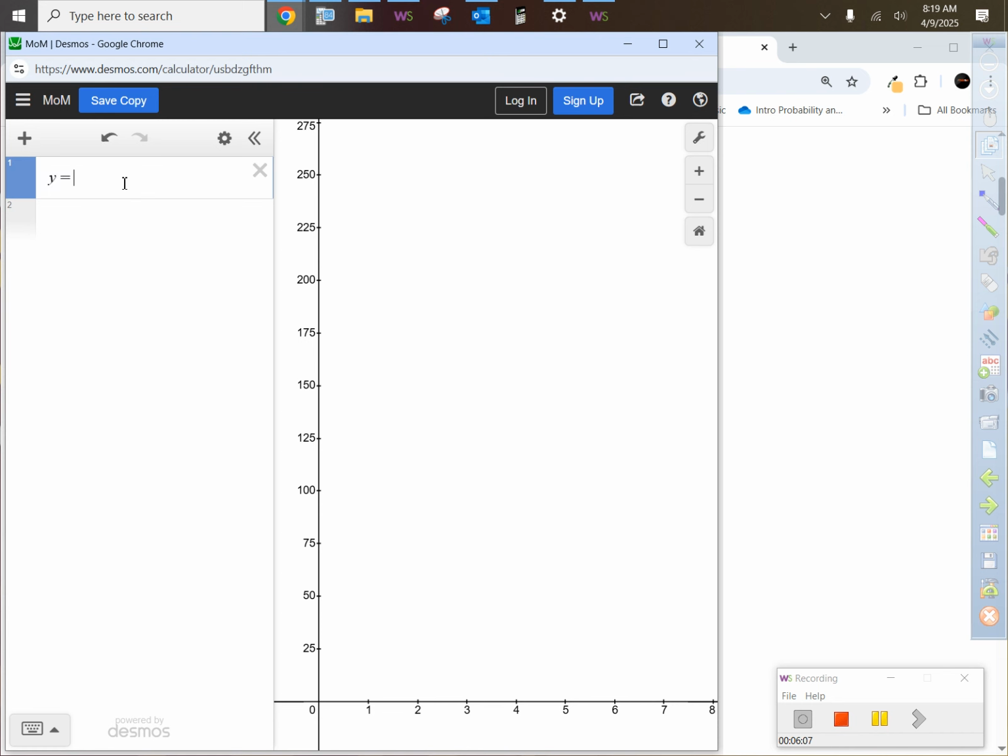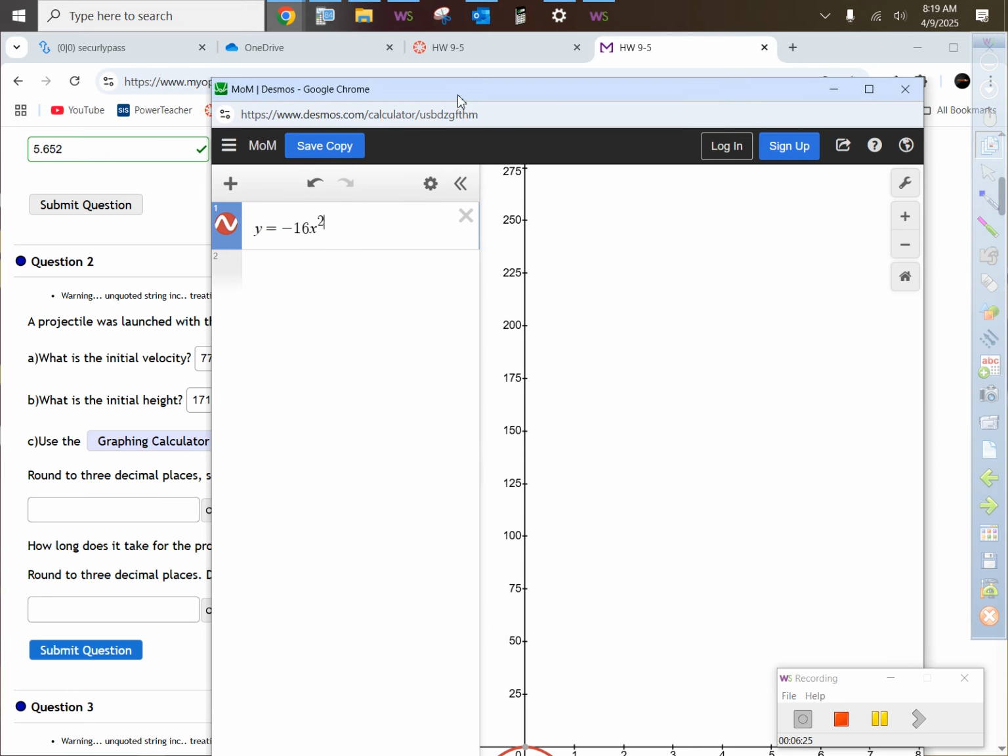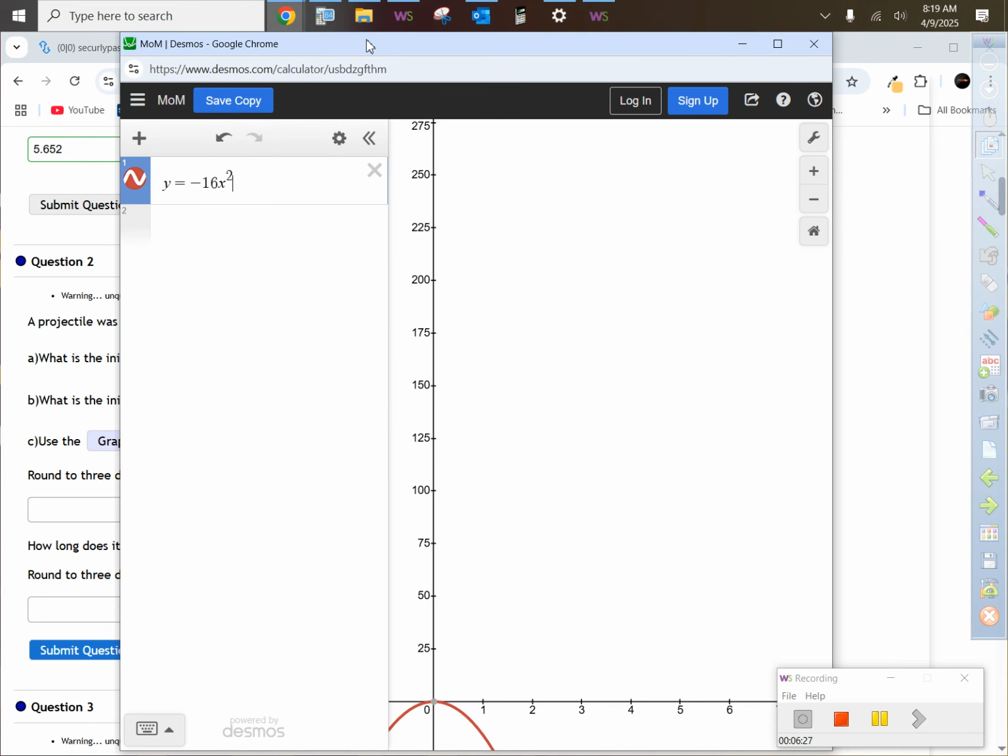Y equals negative 16x squared plus 77x plus 171. And the thing you got to make sure is that you have it all typed in right, because I hit plus and I forgot to hit shift, so it actually didn't equal.